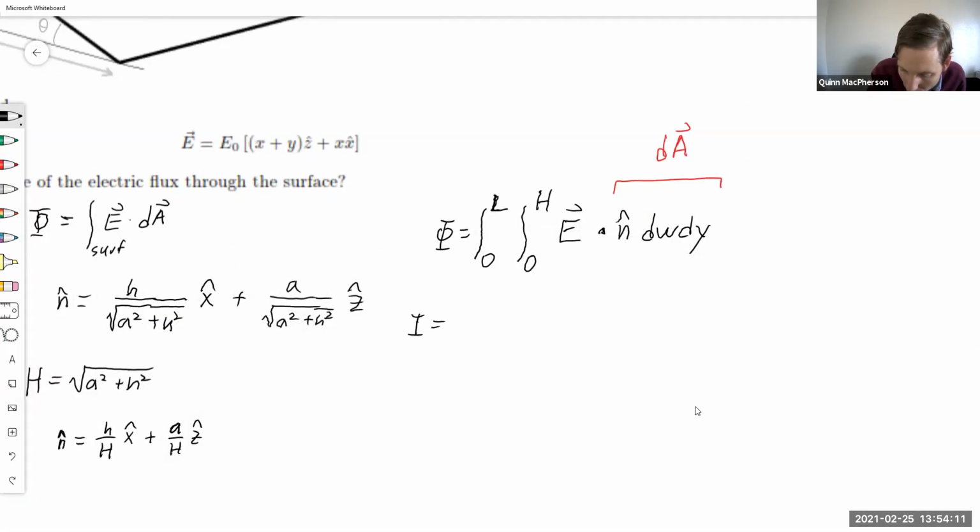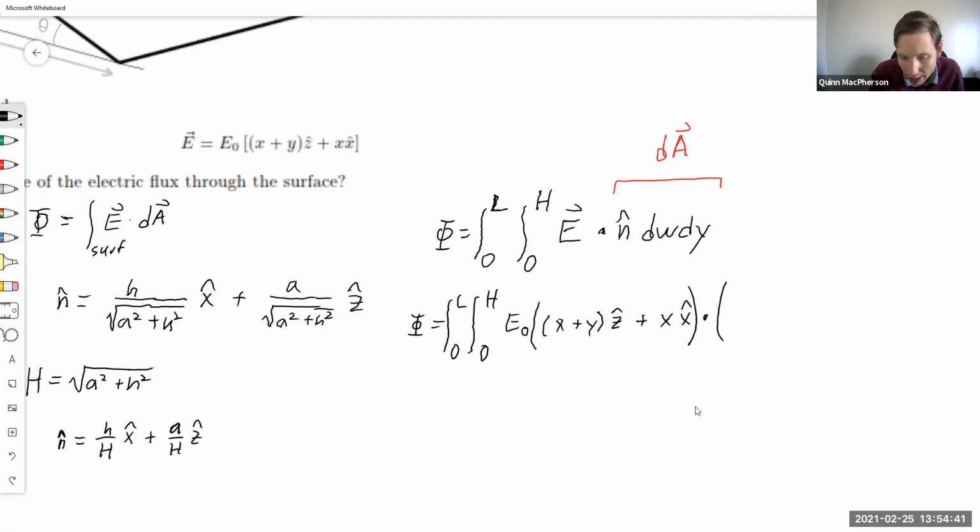So phi is equal to the integral from 0 to L, integral from 0 to capital H of E naught, big parentheses, x plus y z hat plus x hat, dotted into n hat, which we've already said is h over capital H x hat plus a over capital H z hat, dw dy.